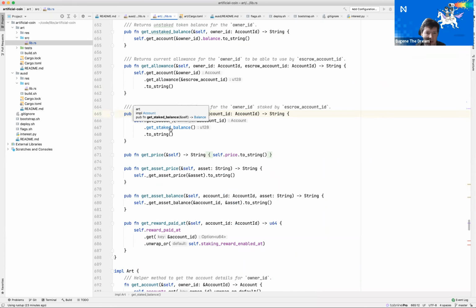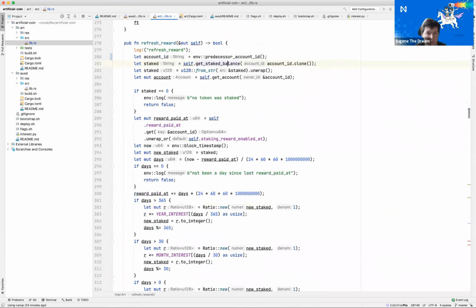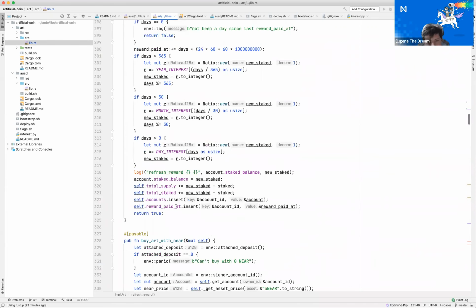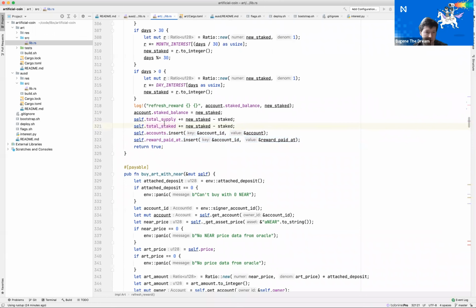Get account, get stake balance. Yeah, that's a bit weird path to do this. Okay, and then we saved when the rewards were paid at by the number of days, and we just minted more stake balance for this given account.